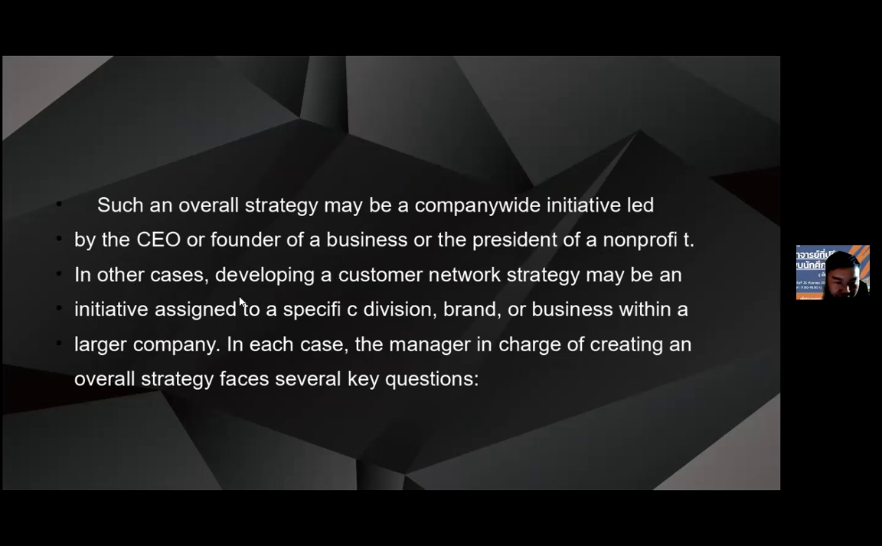In other cases, developing a consumer network strategy may be an initiative assigned to a specific division, branch, or business within a larger company. In each case, the manager in charge of creating an overall strategy faces several key questions.